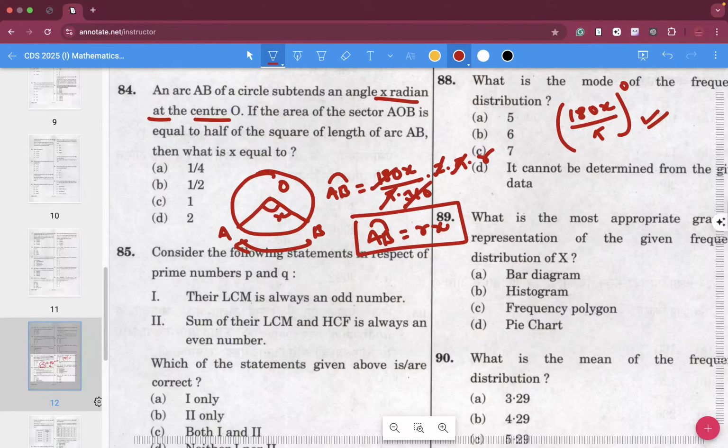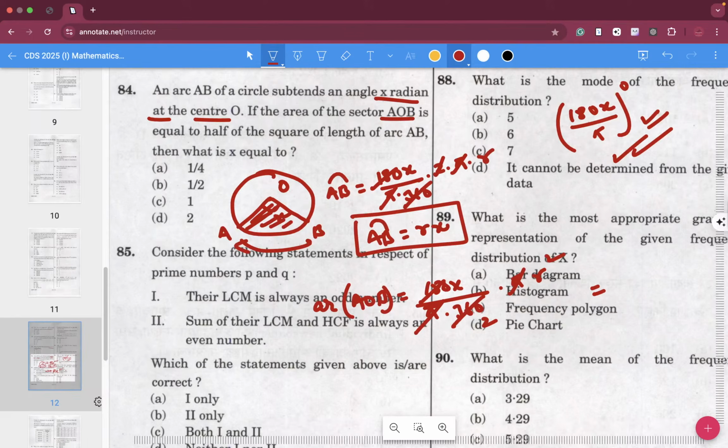So now let's keep this observation separate. Now they are saying the area of the sector AOB. What is the area of the sector? It will be theta by 360 into pi into r square. The value of theta is this grotesque looking value. So this pi cancels and this value also cancels. So the area of this particular sector, we get x r square by 2, right?